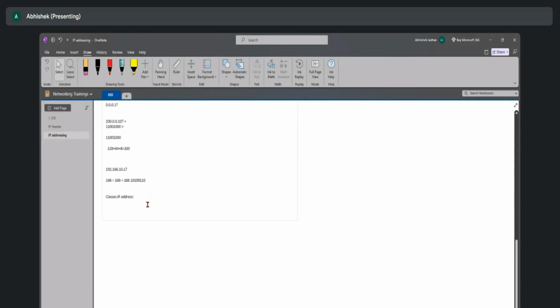So in order to avoid that, they divided the IP address into different classes. So let's see how many classes we have. We have A, B, C, D, and E, among which the important classes are A, B, and C that we use in our day-to-day life, in troubleshooting, in organizations. And D is used for multicast purpose. We can make a note of it. So what is multicast?